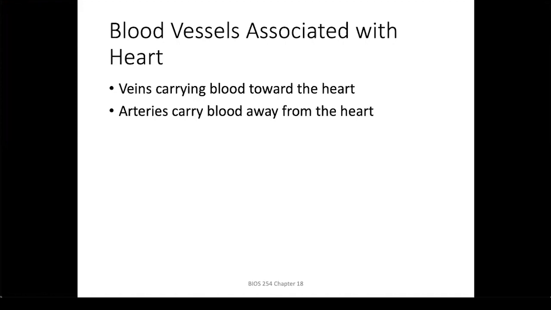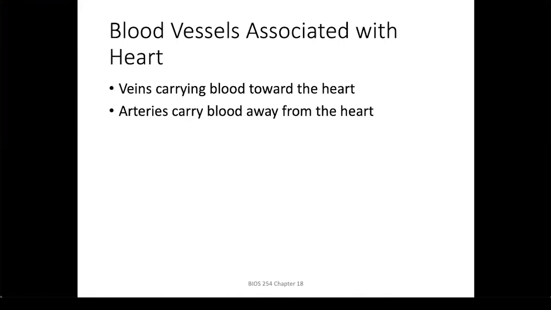The veins within the pulmonary circuit carry blood to the heart from the lungs. This blood, since it's returning from the lungs, will be rich in oxygen. The veins in the systemic circuit carry blood toward the heart from the tissues. This blood will be low in oxygen. Arteries within the pulmonary circuit carry blood away from the heart toward the lungs. The blood in the pulmonary arteries will therefore be low in oxygen.